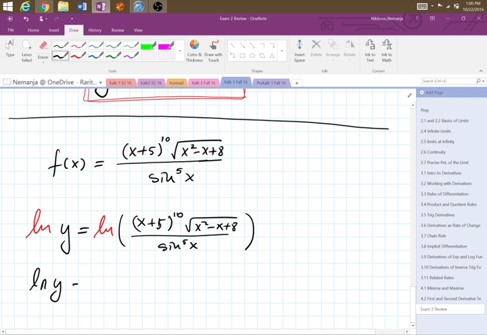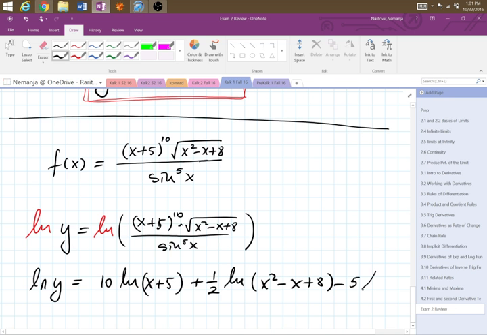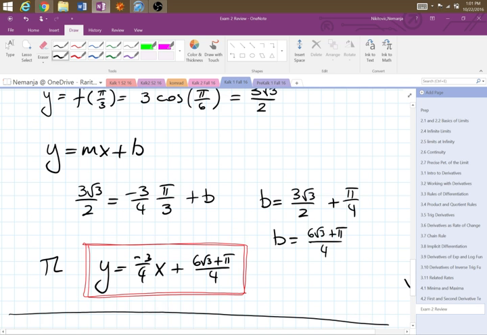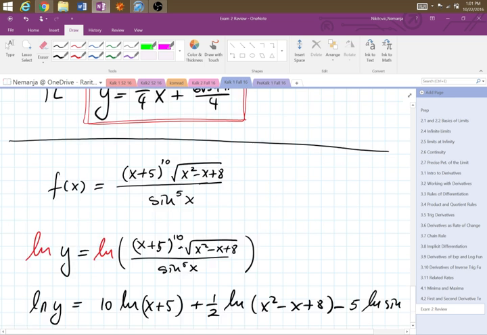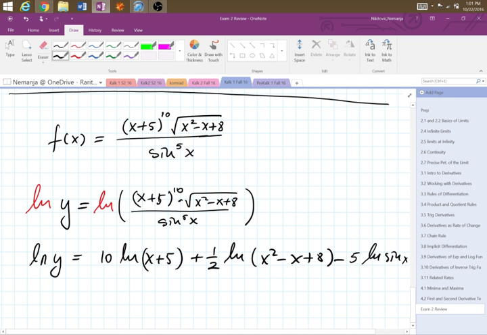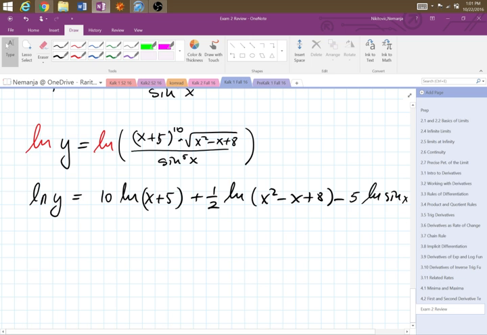This is if you are doing all of it. It's going to be 10 ln of x plus 5. So the exponent goes in front of the log. The top was multiplied, so plus 1/2 ln of x squared minus x plus 8. And then finally minus 5 ln sine x.